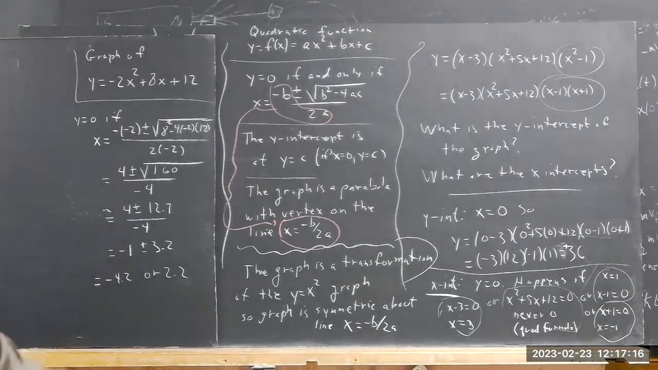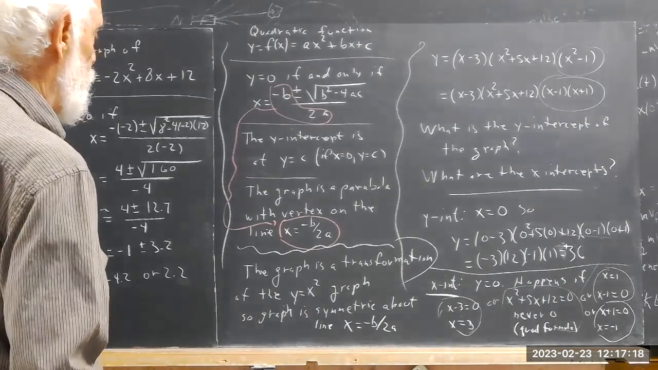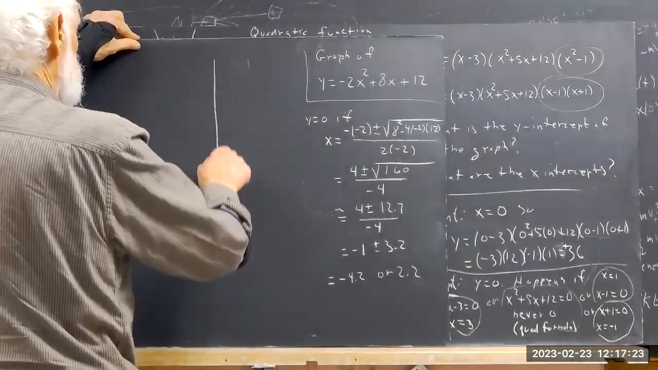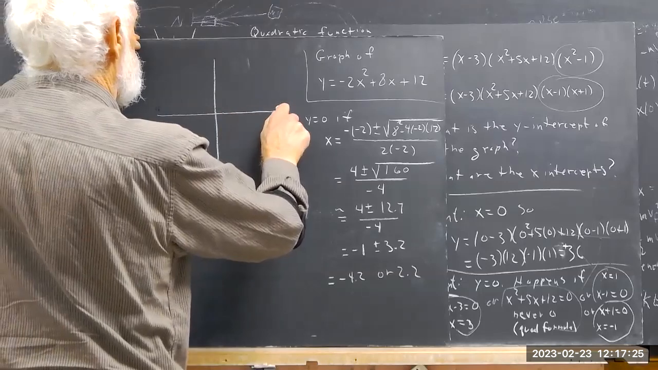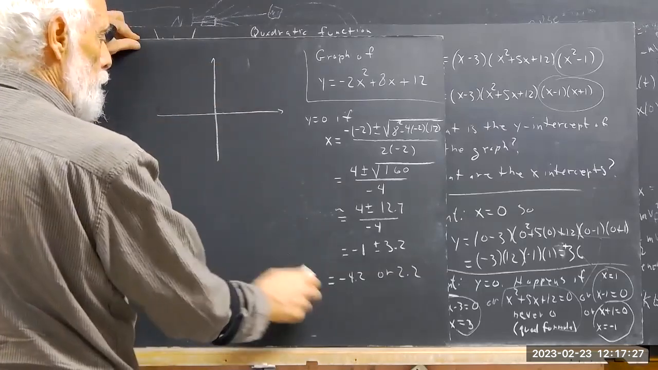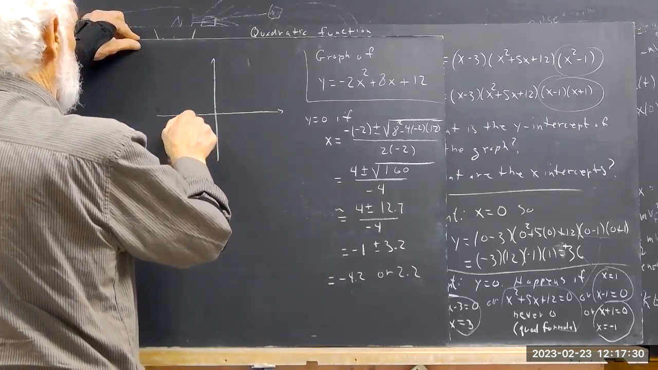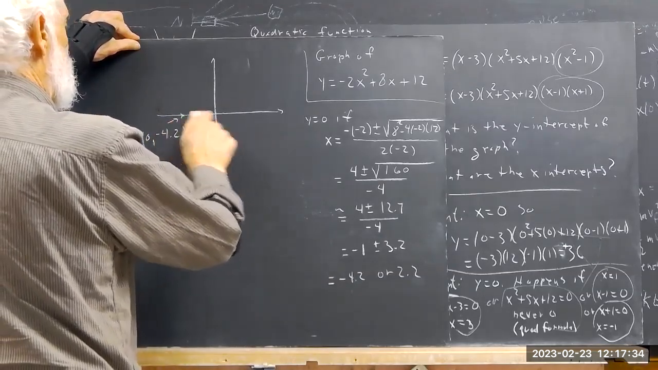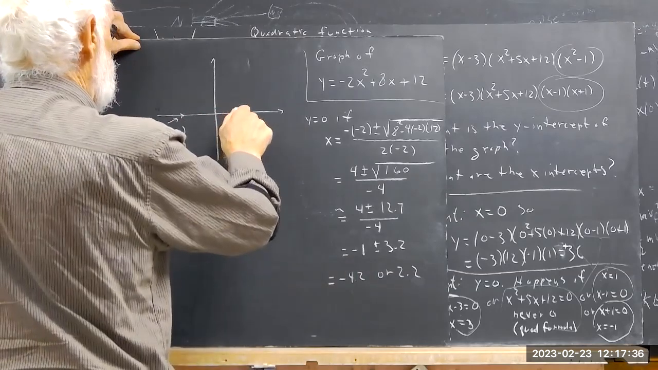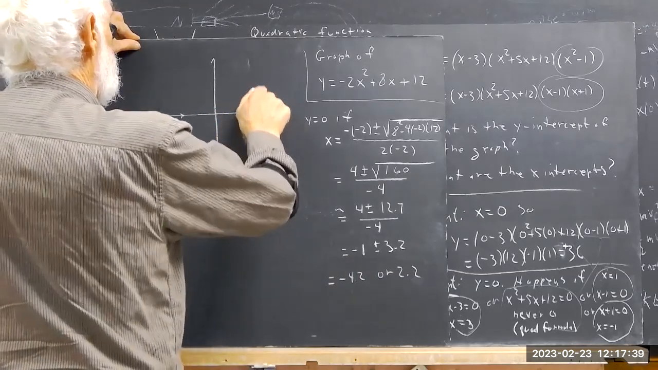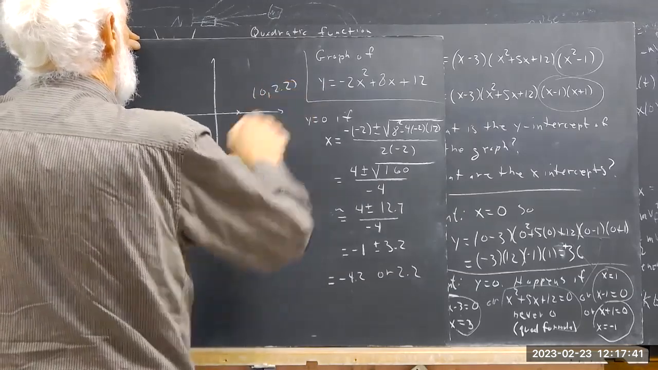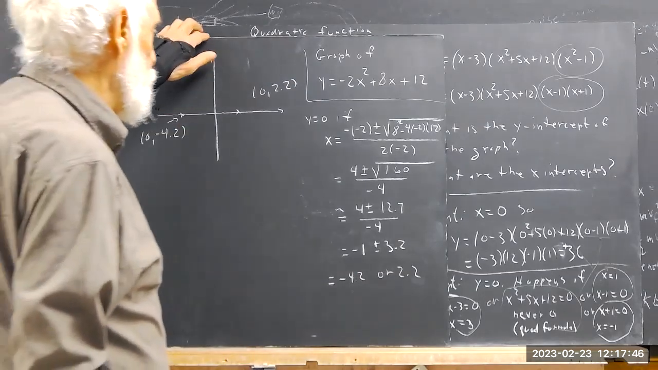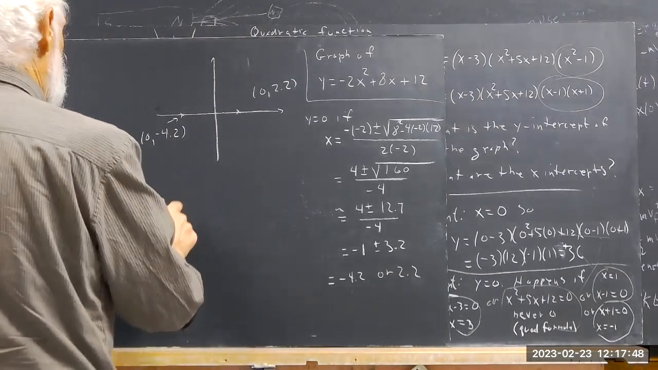So we can actually start drawing a graph. The graph is going to go through the point (-4.2, 0) and (2.2, 0). Now the next thing is the vertex.